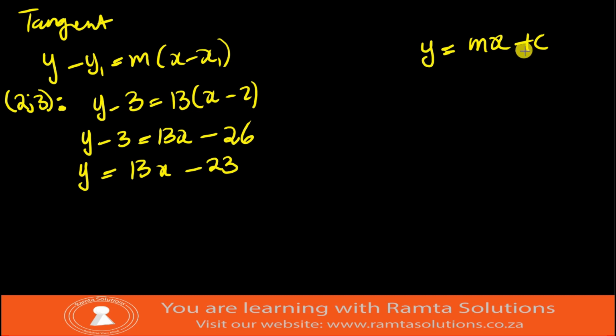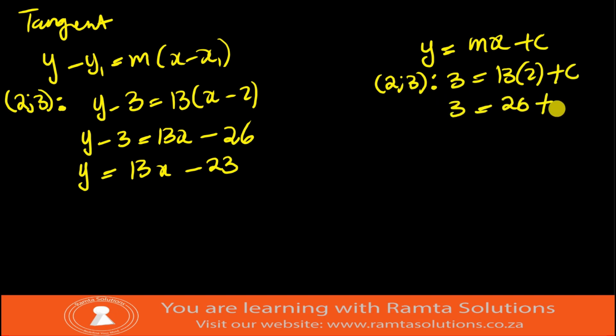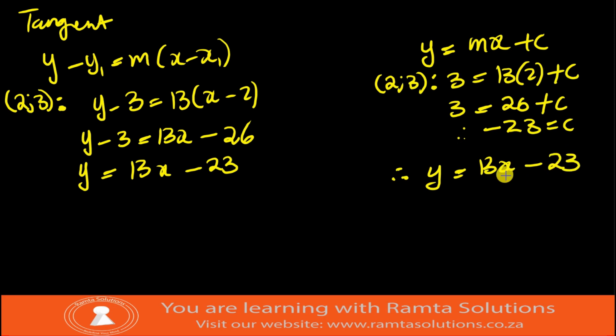If you are using the other formula here, you will be saying the point is 2 and 3. Where there's x, you put 2. Where there's y, you put 3. So what do we have? 3 equals, the gradient was 13, we said x is 2, plus c. So 3 equals 26 plus c. Therefore, minus 23 equals c. Therefore, y equals 13x minus 23. Okay, this is the equation of your tangent.